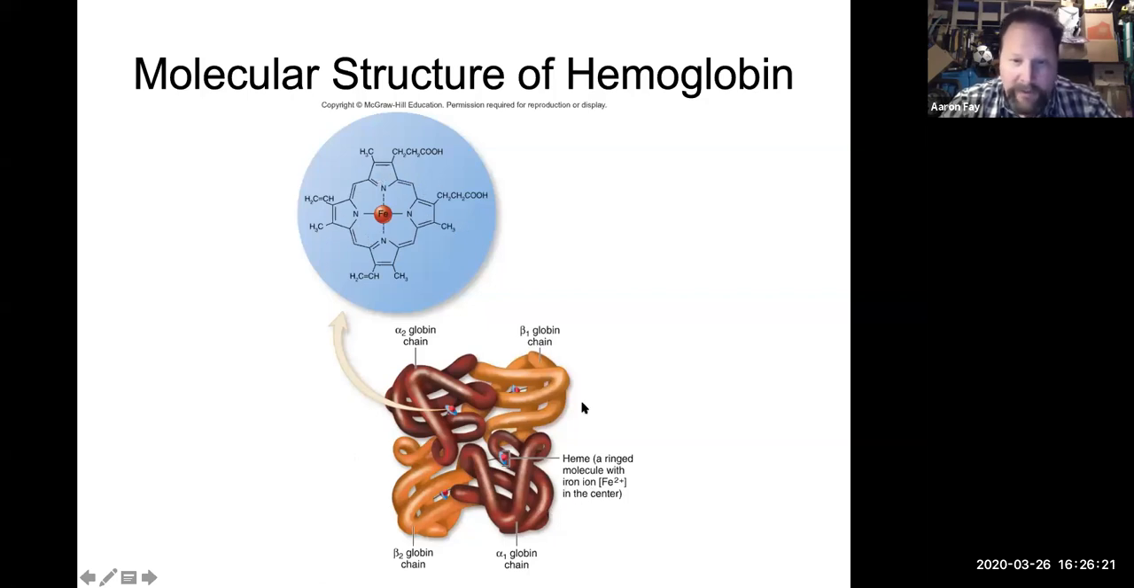Each hemoglobin has 4 heme groups, 1 in each of these domains of hemoglobin. So again, we don't need to worry about the specifics of this. Right now, I'm introducing the structure to you. How does this work? Why does it bind oxygen in the lungs and release oxygen out in the tissue? That is a subject for physiology.